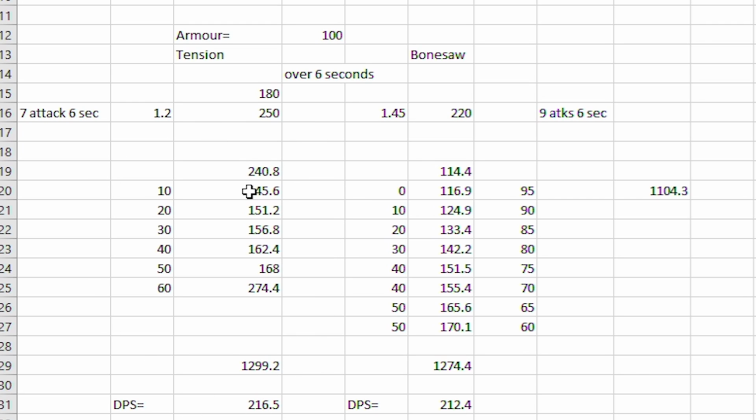What happens is it takes the formula and then inputs it, and basically every time I hit a threshold, I update the breaking point chart to increase the breaking point stacks. 1, 2, 3, 4, 5, 6. Sum that, divide it by 6, and that gets our damage per second. Over here on Bonesaw, it's exactly the same, 1.45 attacks per second, so that gives me 9 attacks over 6 seconds. Slightly lower weapon power, not concerned with the on-hit damage of Tension Bow because we don't have it.